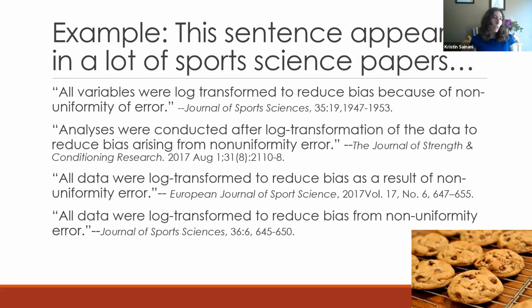And one sentence in particular kept jumping out at us, the sentence you see here, because it was using unusual terminology to describe a common statistical concept. So because the wording was unique, we kept noticing it. And the sentence was, all variables were log transformed to reduce bias because of non-uniformity of error. And we saw this in lots of papers. I'm just showing you 4 examples here.